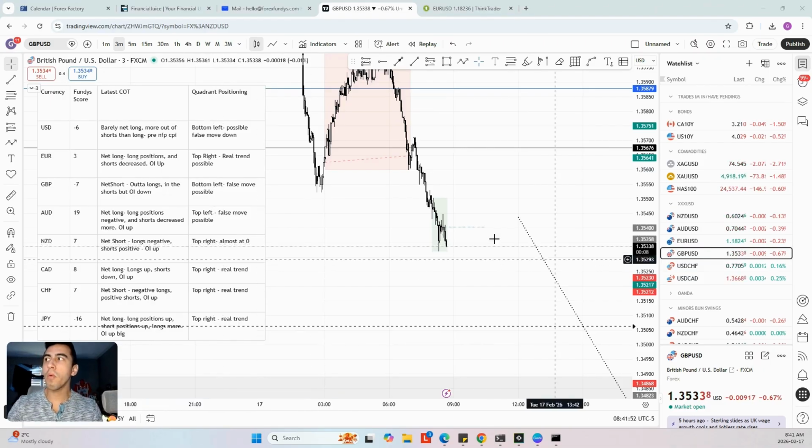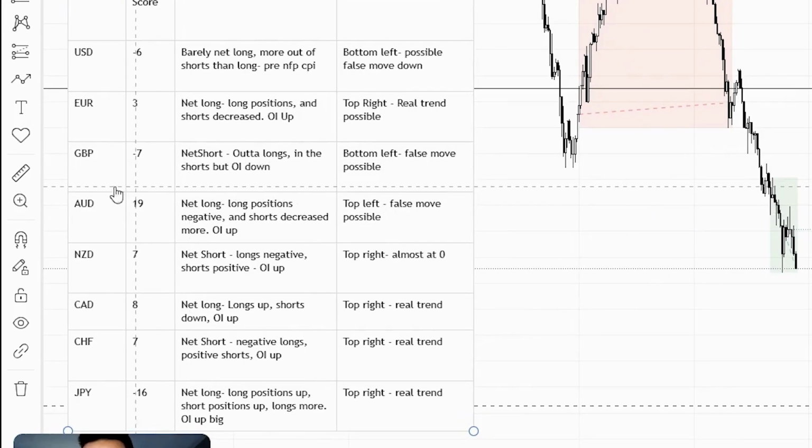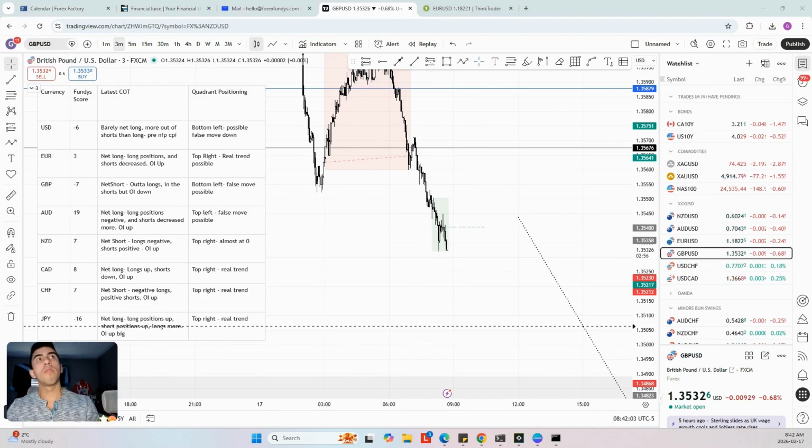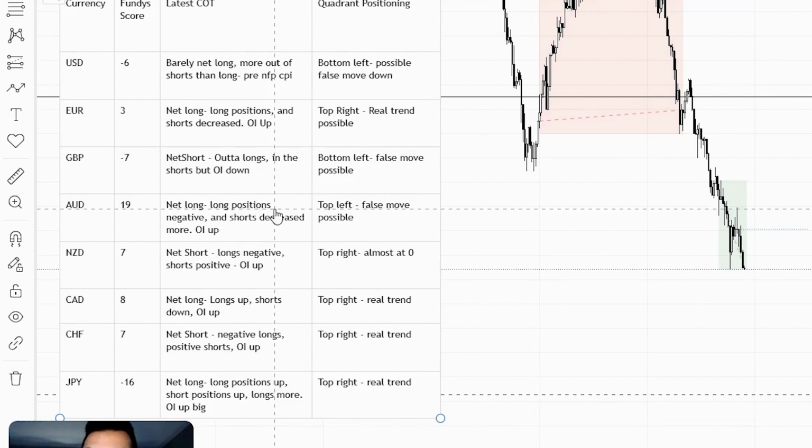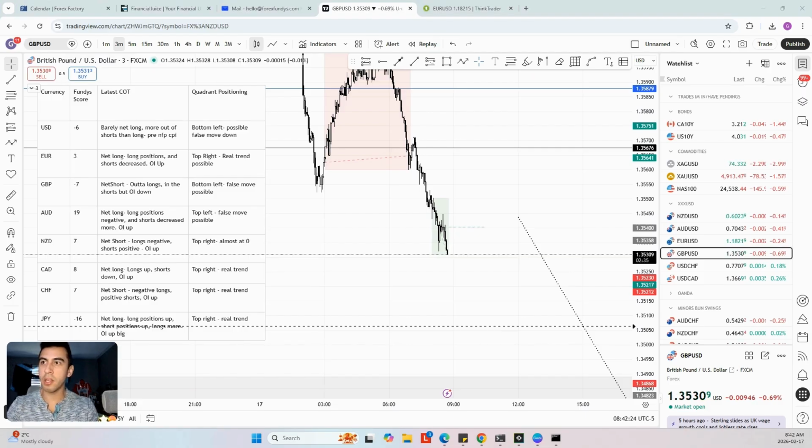I did say a little bit of warning for the Australian dollar last week. It was positive for the whole time. In the last video, I said that for this to start getting a little bit of weakness, maybe this 19 score is going to drop, maybe the net long positions start dropping, and long positions have been negative for the last COT. And it's at the top left, so false longs may have been possible last week. So our eyes are going to be on that, or Euro AUD rises.